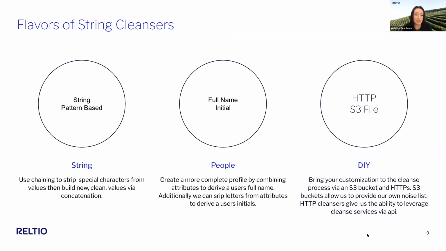So these basic string cleansers are really focused on actually helping the quality of your data, whether we want to strip out any special characters, asterisks, or any just bad values that we may have. And then we can also take those cleansed values and use our pattern-based cleanser to build new attribute values. So it really comes in handy when we're looking to build new names or initial fields, and we can really get that full profile of a user just by using some of our cleansers, even if we have different attributes for those names.